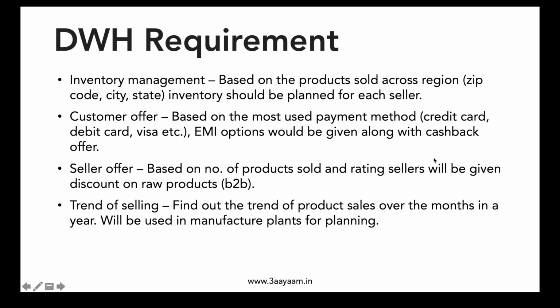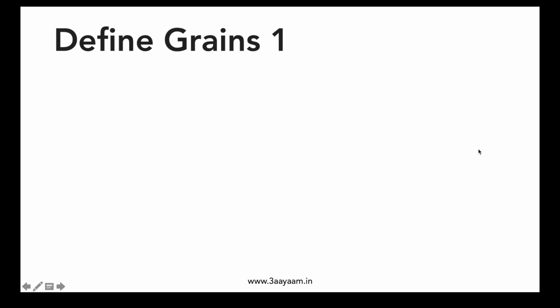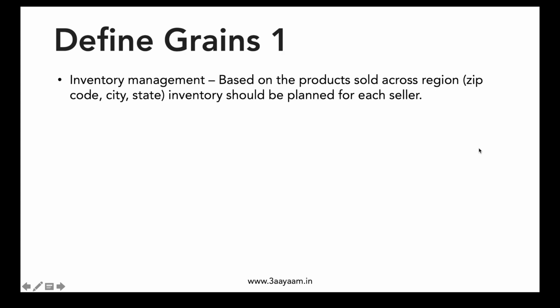So now let's take these requirements one by one. First, we'll have to define the grain. These are the business processes that I have shown you. Now, what about the inventory management? What would be the grain? So it says based on the products sold across the region.